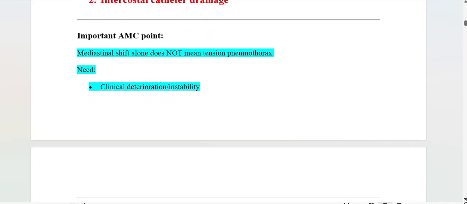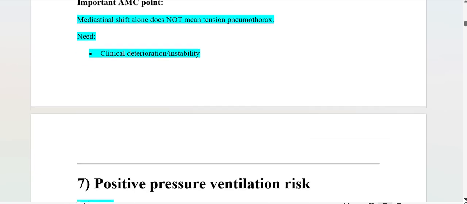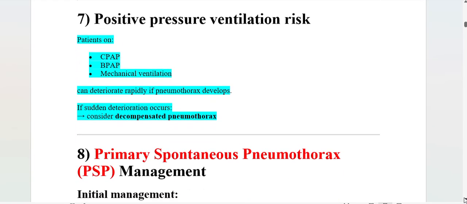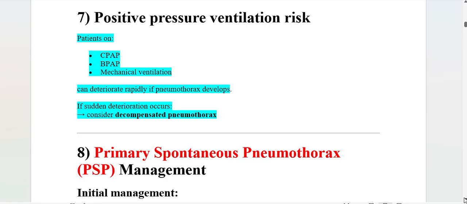Mediastinal shift alone does not mean tension pneumothorax. It needs clinical deterioration and instability. Very, very important from therapeutic guidelines. Positive pressure ventilation risk: a patient on CPAP, BPAP, or mechanical ventilation can deteriorate rapidly if pneumothorax develops. If sudden deterioration occurs, consider decompensated pneumothorax. What is decompensated pneumothorax? It's another name for tension pneumothorax.